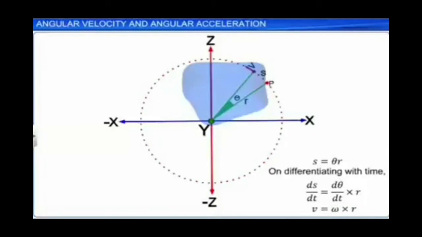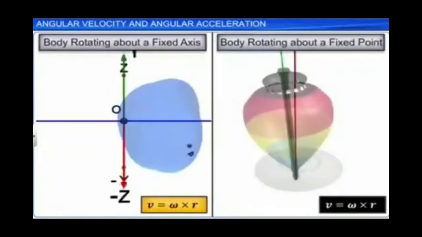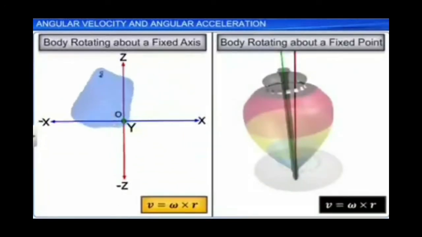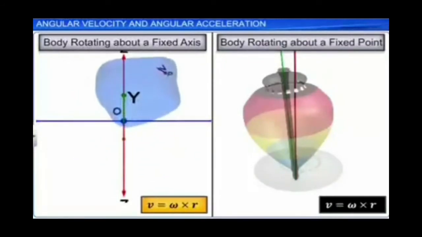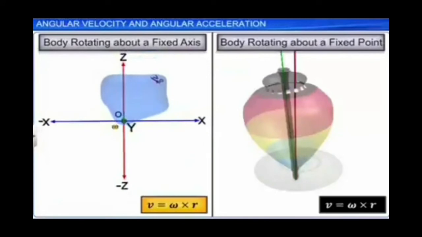On differentiating with respect to time, we have ds by dt equal to d theta by dt into r. So we have v is equal to omega into r. So that is the relation between v and omega. But in terms of vectors, the relation is vector v equal to vector omega cross vector r. Here we have already defined the direction of omega using right-hand rule.